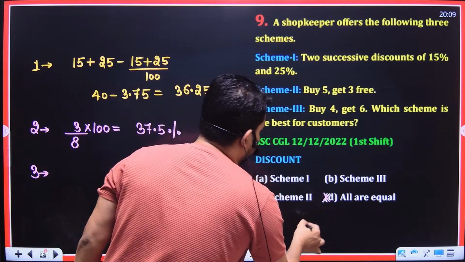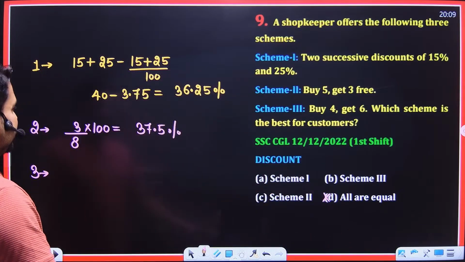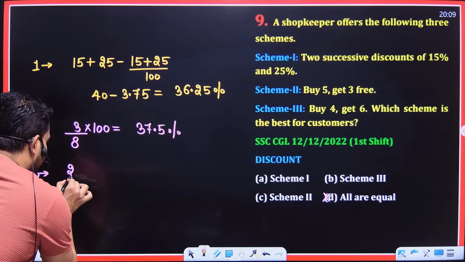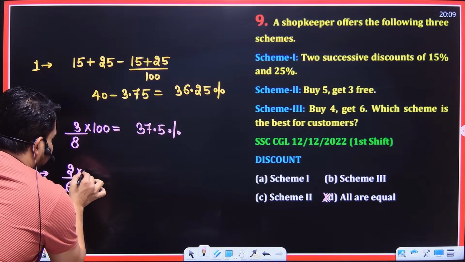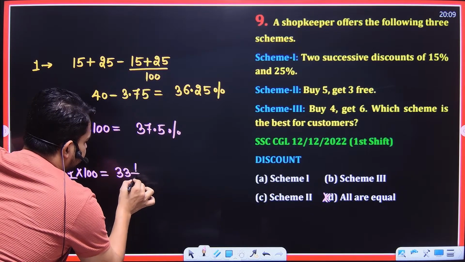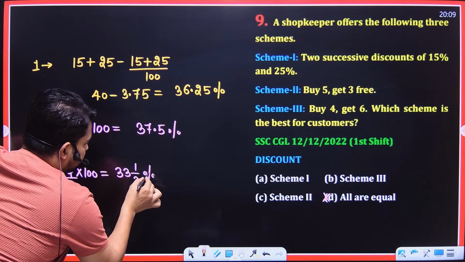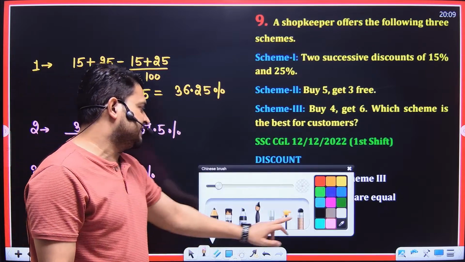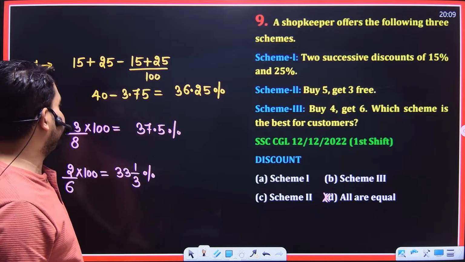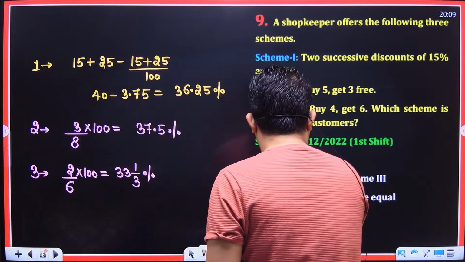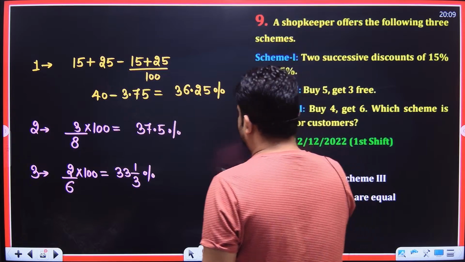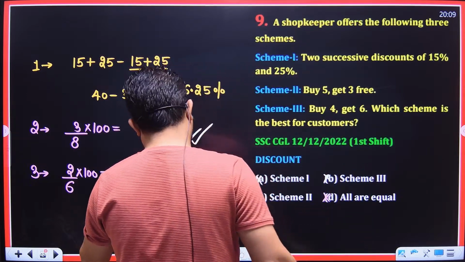So scheme 3. So this option is not correct, all are not equal. Buy 4 get 6. If you are buying 4 and getting 6, it means you are getting 2 free on 6, into 100, and 2 by 6 is equal to 1 by 3. It means 33 1 by 3%. So the customer will be beneficial where he will get the maximum discount, and he is getting the maximum discount here, 37.5%. So scheme 2 will be my answer. Scheme 2 will be beneficial for the customer.